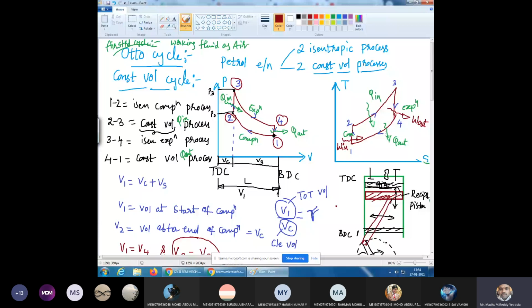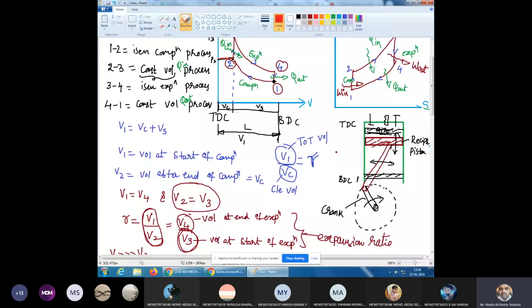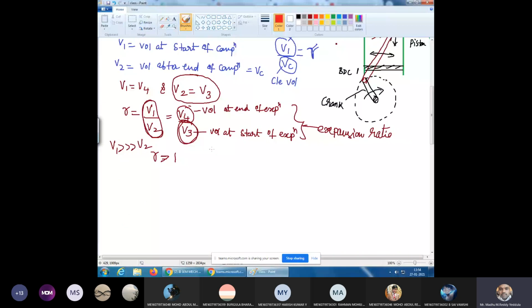Again, one more term I need to explain here, one more property. So what is P2 here? P2 is the pressure at the start of the heat addition. P3 is the pressure at the end of the heat addition. So the ratio P3 to P2 is called the explosion ratio. It is denoted by the symbol alpha. It is defined as the ratio of the pressure at the end of the heat addition to the pressure at the start of the heat addition.